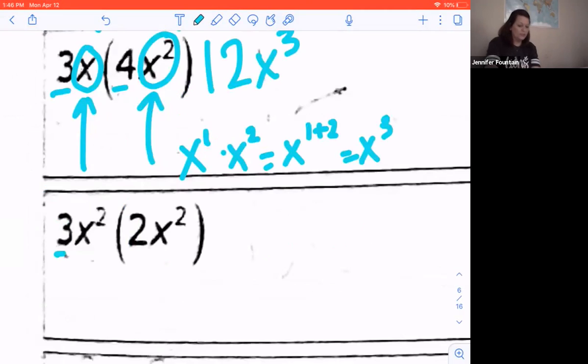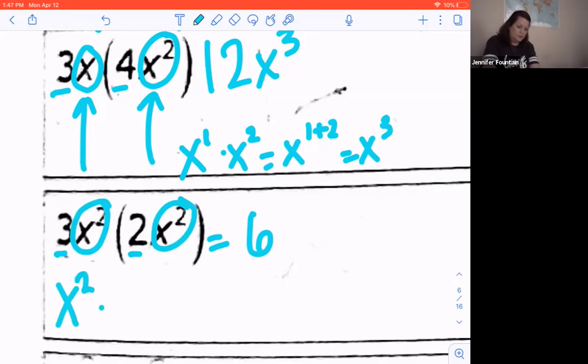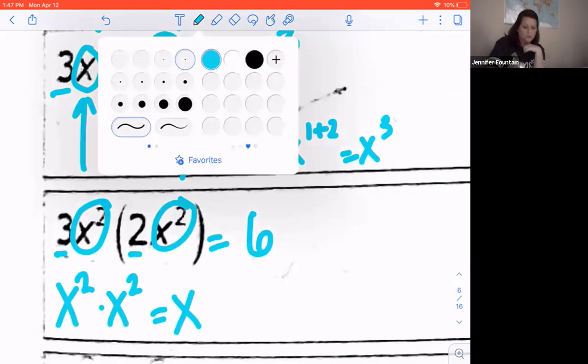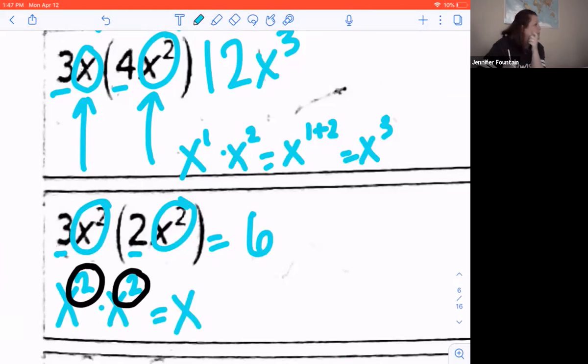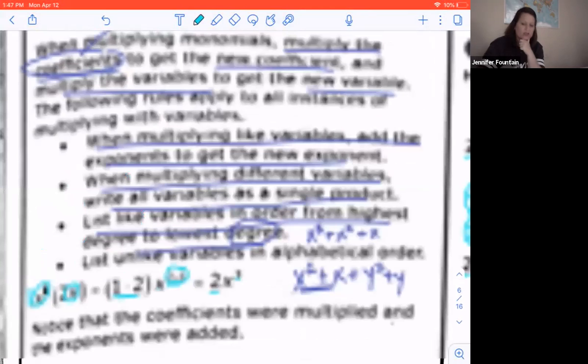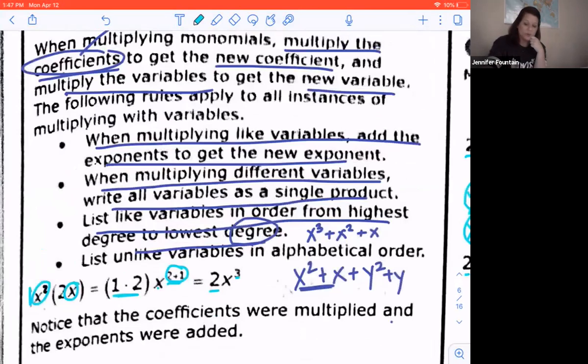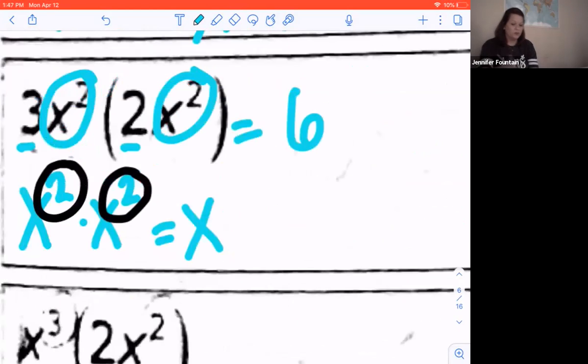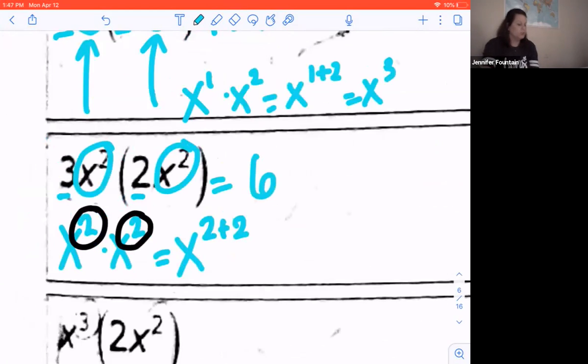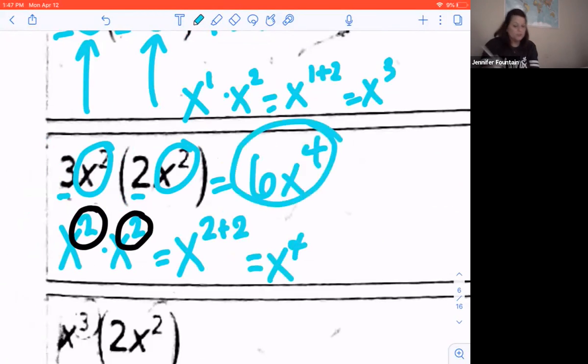Look at the next one. 3 times 2 is 6. And what's x squared times x squared? Okay. So remember, what am I going to do with those two? What did we say we do with the exponents? Let's look back in our directions. Add them. Good. So we're going to add the exponents. When multiplying like variables, add the exponents. So what are the exponents here? 2 plus 2. What is 2 plus 2? 4. So this is x to the 4th. 6x to the 4th is my answer there.